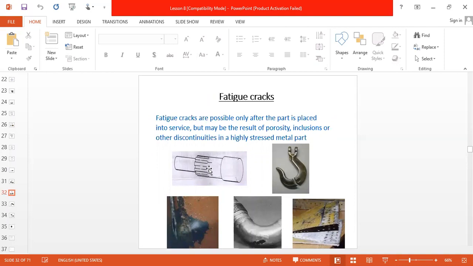So fatigue crack. See here, here is a crack. Here also a crack. This is erosion here, because of mechanical wear and tear. That is known as erosion. This is corrosion.